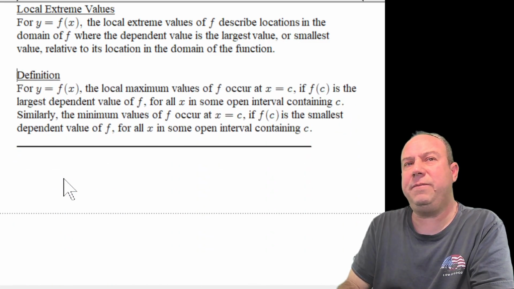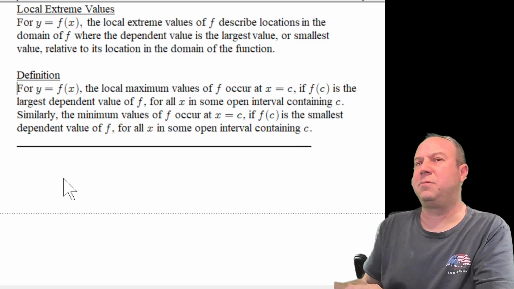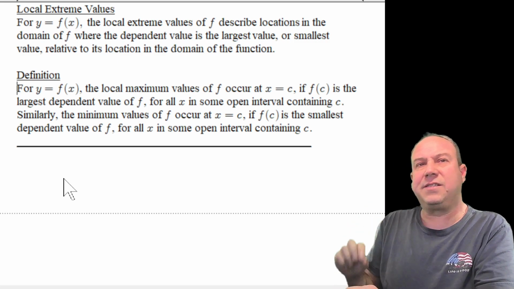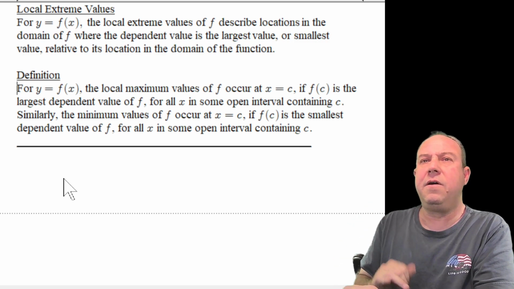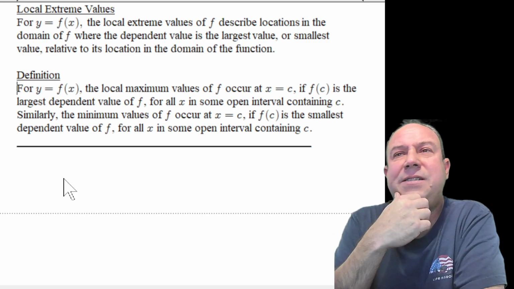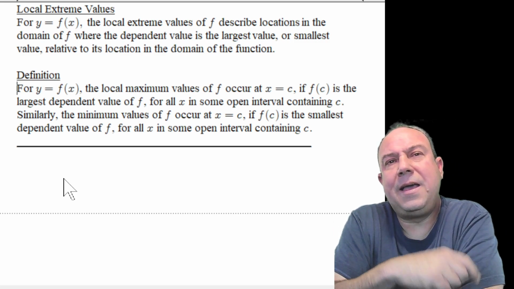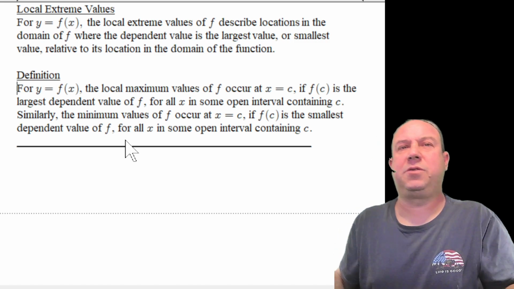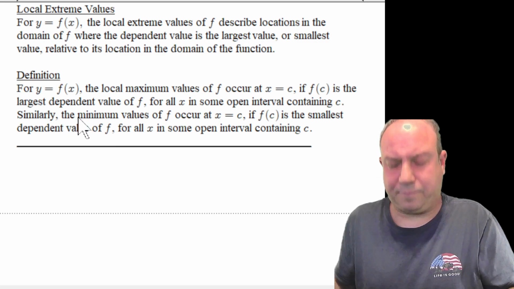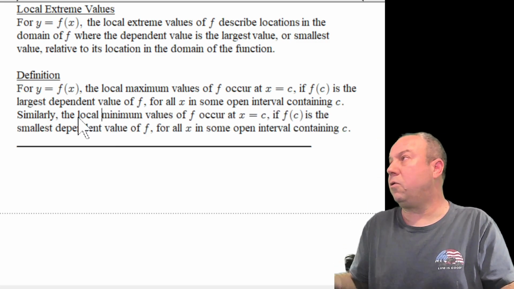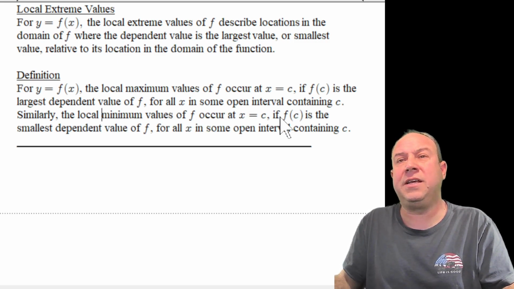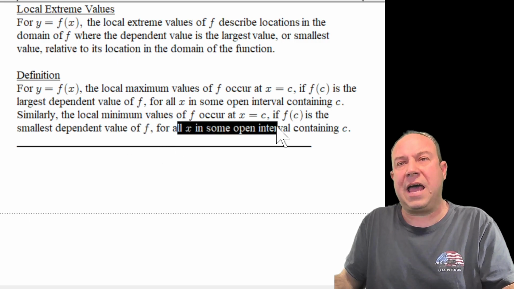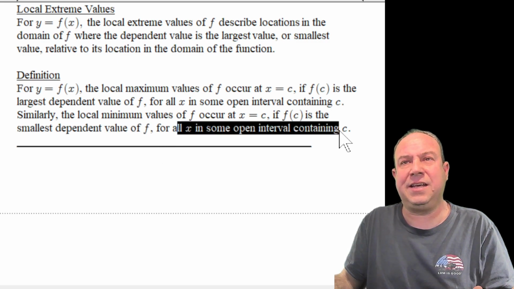By definition, for y equals f of x, the local maximum values of f occur at x equal to c if f of c is the largest dependent value of f for all x in some open interval containing c. Similarly, the local minimum values of f occur at x equal to c if f of c is the smallest dependent value of f for all x in some open interval containing c.